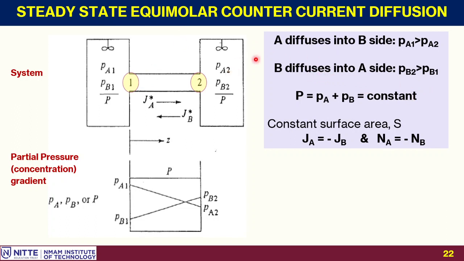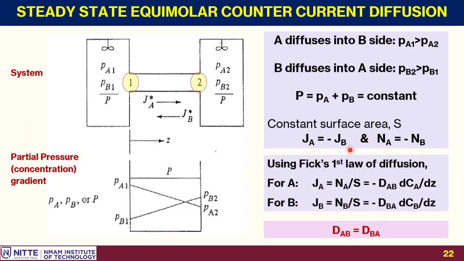Let us also consider that this is an ideal system. So for an ideal system, you can write the sum of partial pressures equal to total pressure, making use of Dalton's law. Since the surface area is constant over here, the rates of diffusion forward and backward are equal. Since it is the opposite direction, I am considering a negative sign over here for B. That is, JA is equal to minus JB and NA is equal to minus NB.